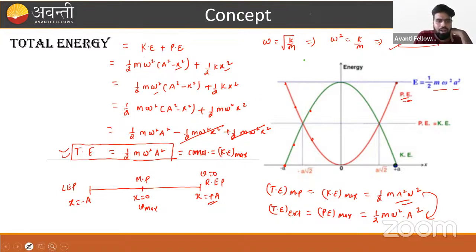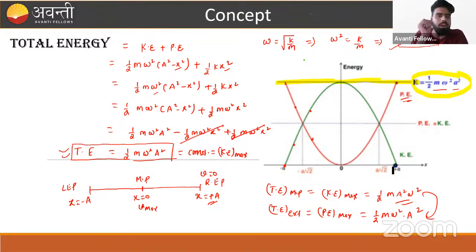Let us highlight this term. The total energy is constant, so we will draw a line parallel to the x-axis. This value is here, for minus a to plus a. I hope the graph should come like this, beta. Yes or no, beta? Yes or no?